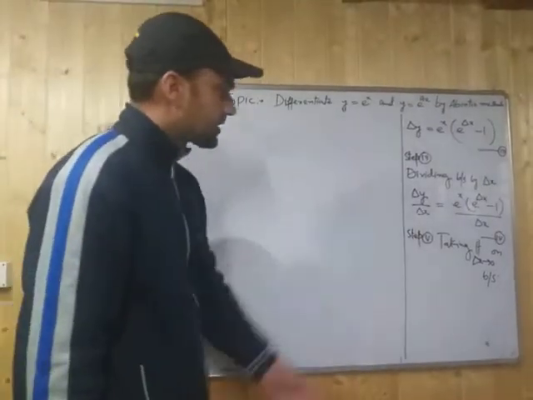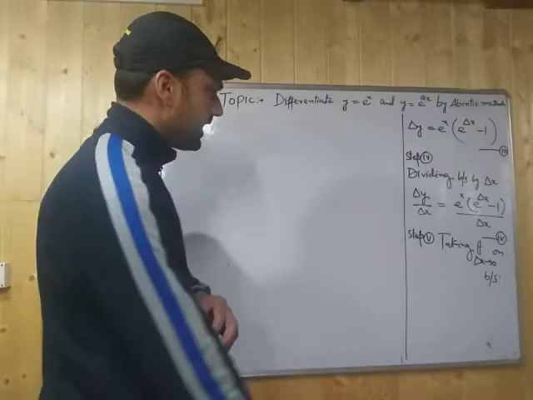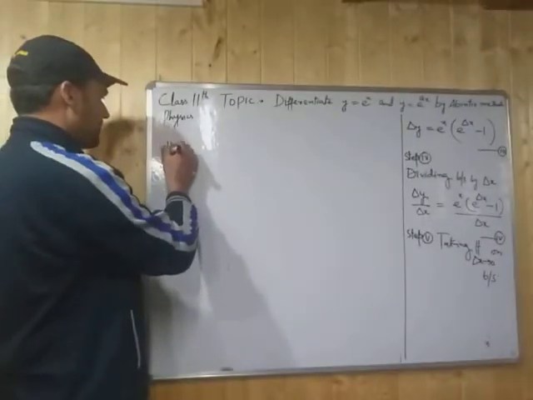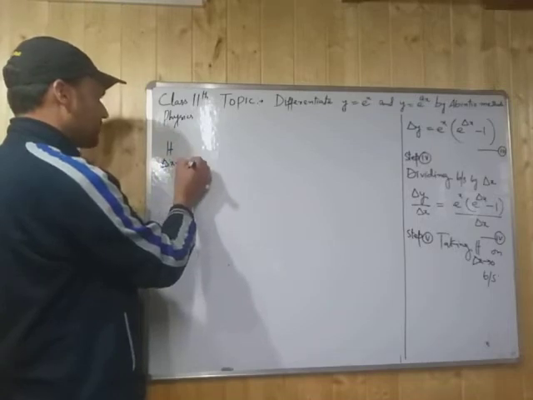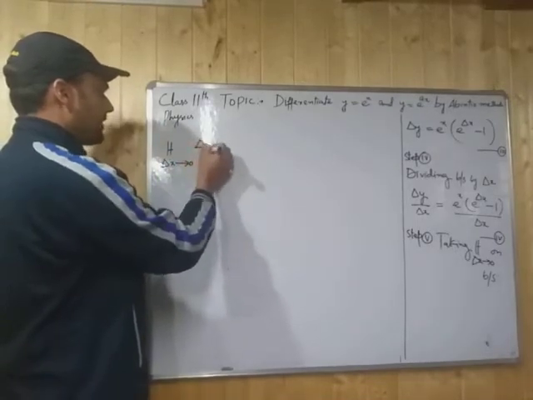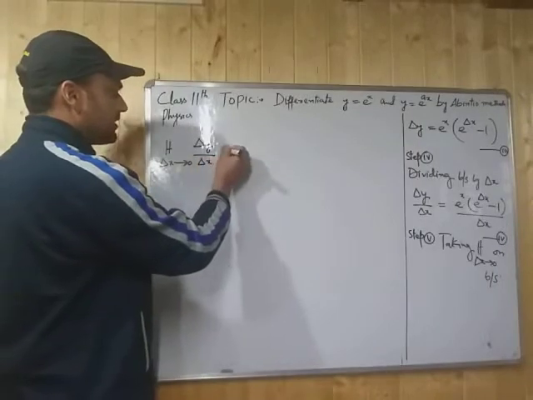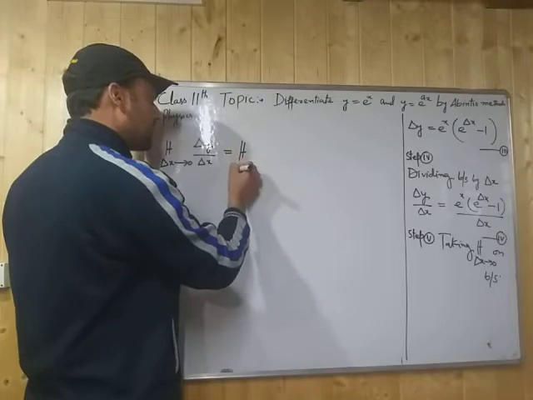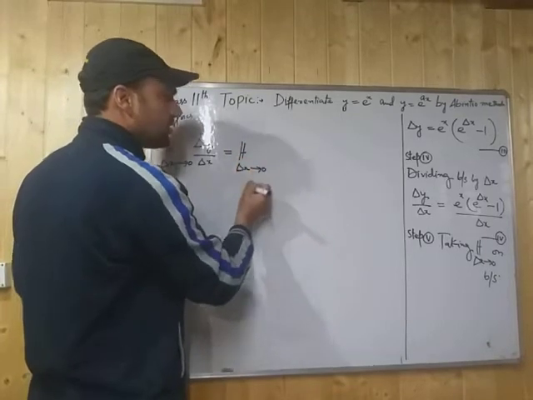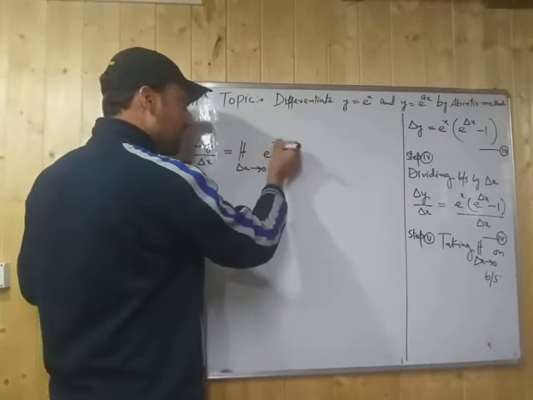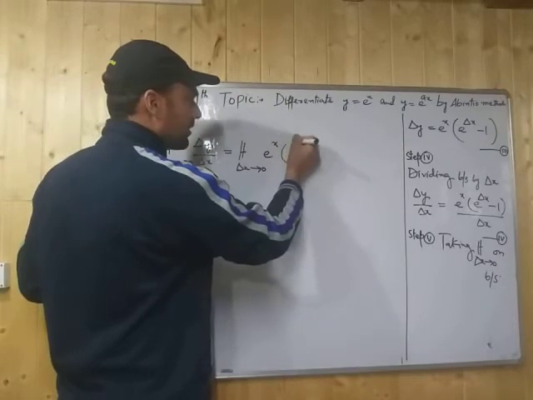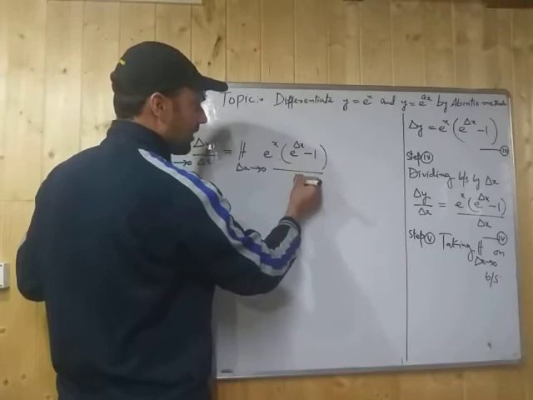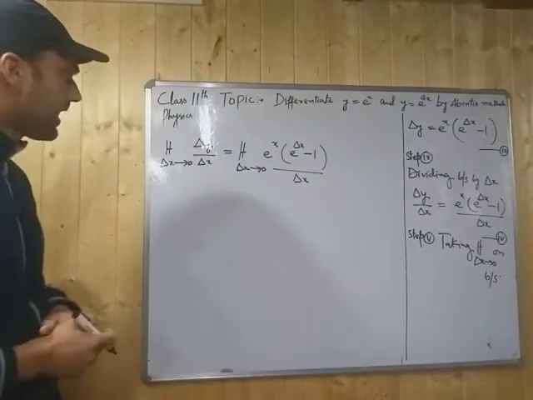Now we will apply the limit del of x approaches 0 on both sides. So here I can write: limit del of x approaches 0, del of y divided by del x is equal to, on the RHS we will apply the limit del x approaches 0. So this will be e raised to power x into (e raised to power del x minus 1) divided by del of x.